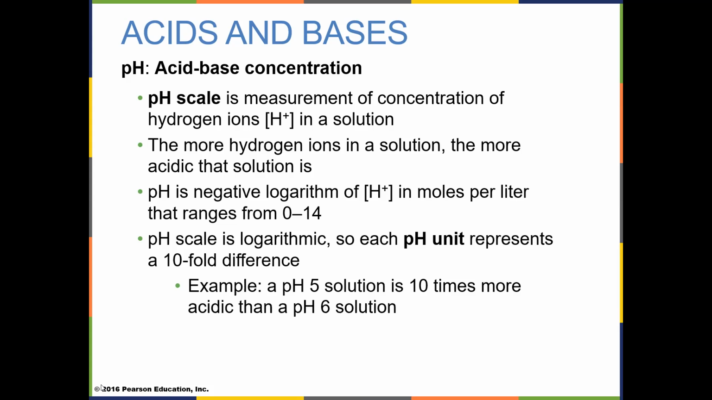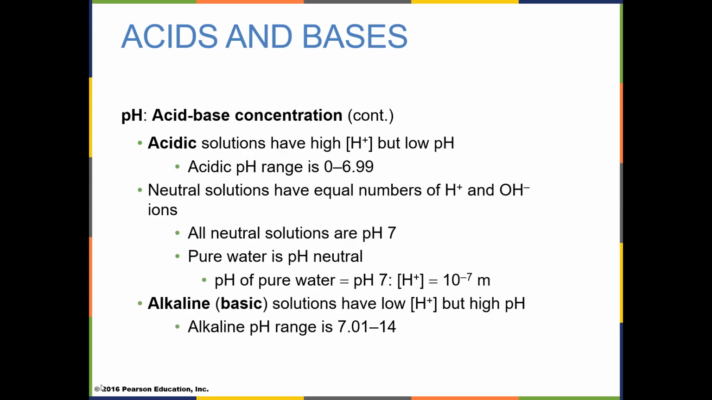So we measure anything above 7 is basic. The acidic side of the scale is 0 to 6.99. Anything 7.01 to 14 is basic. If you're basic, you have less and less hydrogen ions and more hydroxyl ions. And don't get hung up on that. As you know, if it gets closer to 14, it's a base. If it gets closer to 0, it's an acid.